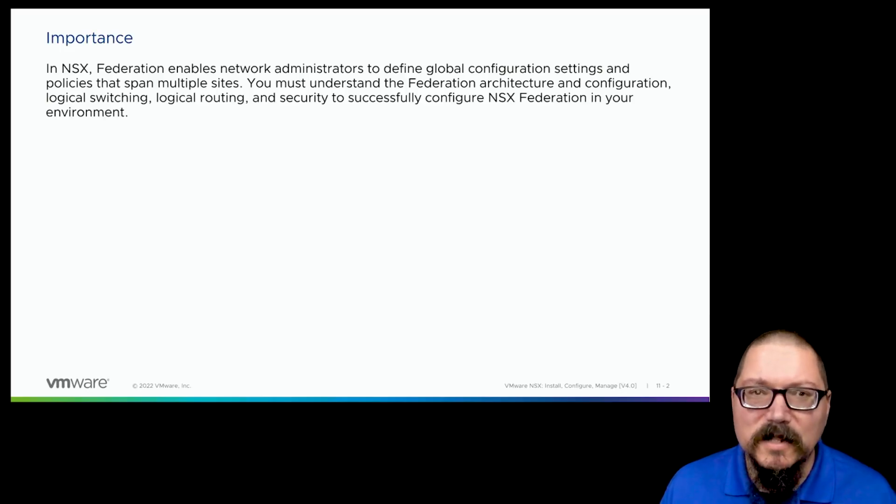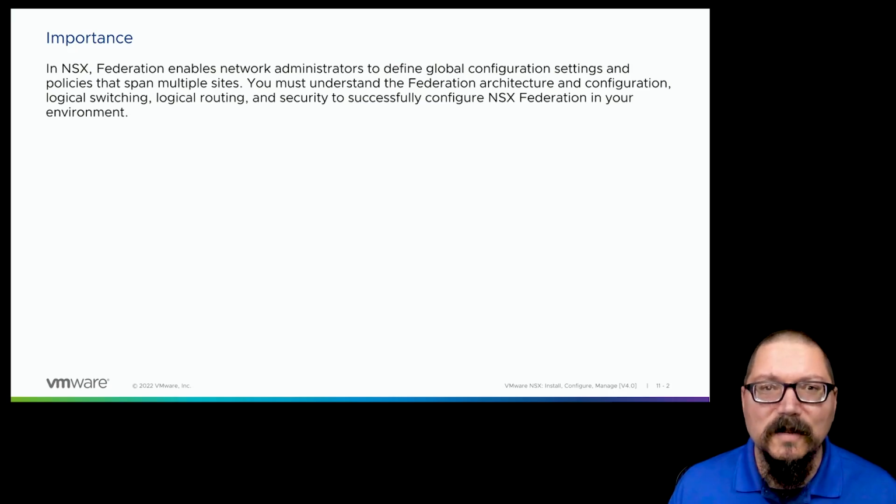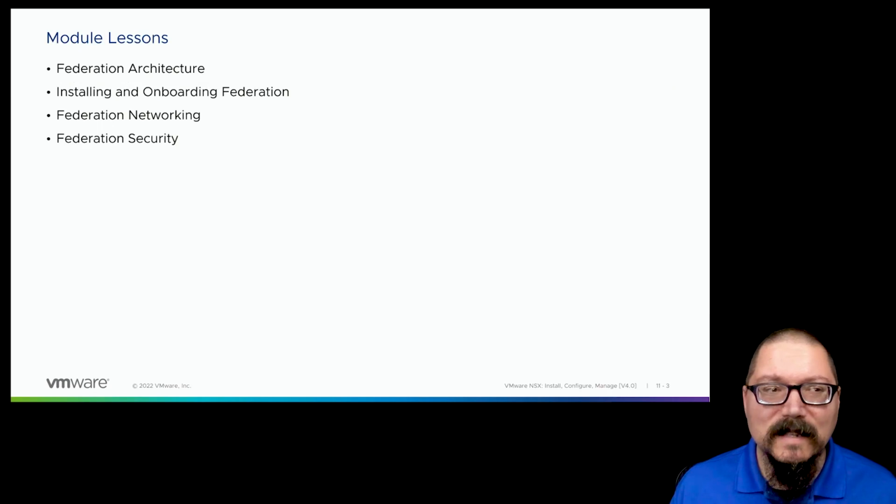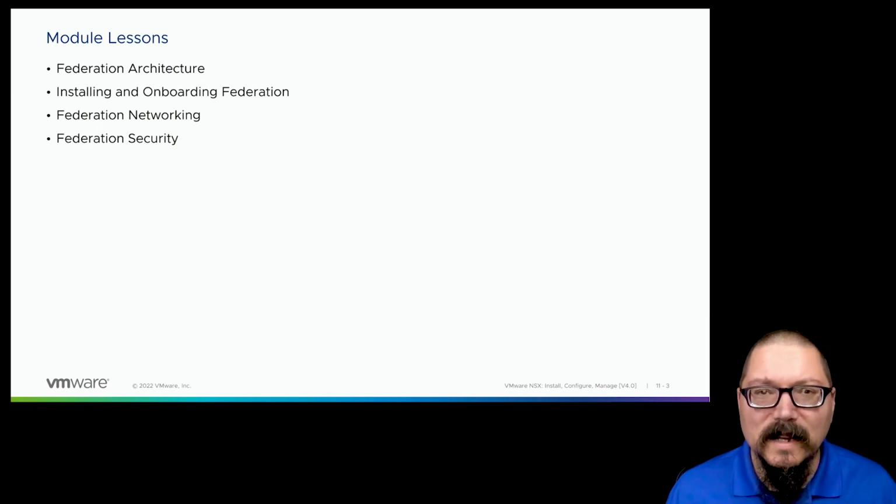Federation allows us to expand the boundaries of NSX to cover multiple data centers, multiple locations, multiple sites. And in order to do that, we have to think about things just a little bit differently. So here's the series we're looking at. We're about to talk about the architecture of Federation. What are the pieces that we might be thinking about? What are the pieces we might have to worry about?